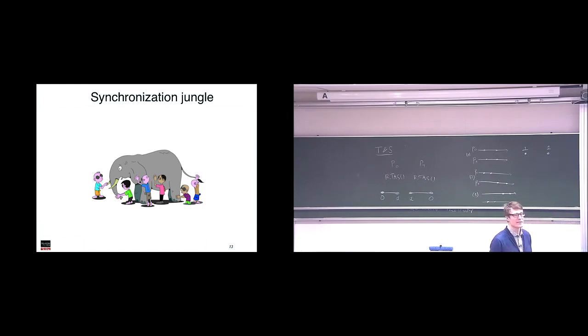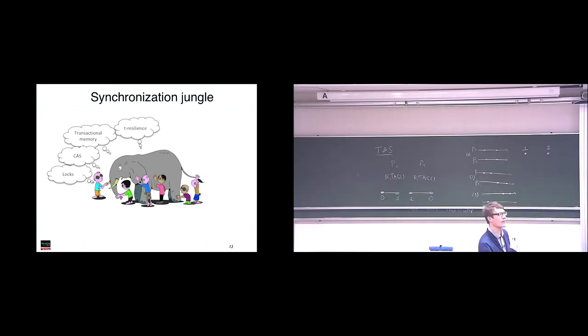One of the difficulties here is that basically every research group in this domain has its own idea how to model a distributed system, so you have different perspectives on how to model, which parameters are important. You can either talk about programs which use locks, or programs which use compare and swap primitives. These are transactional memory. There are assumptions about how many processes can fail, which is called resilience.